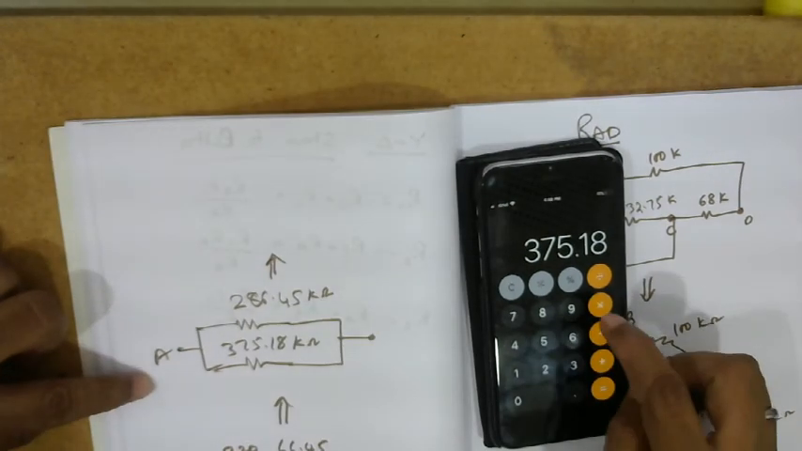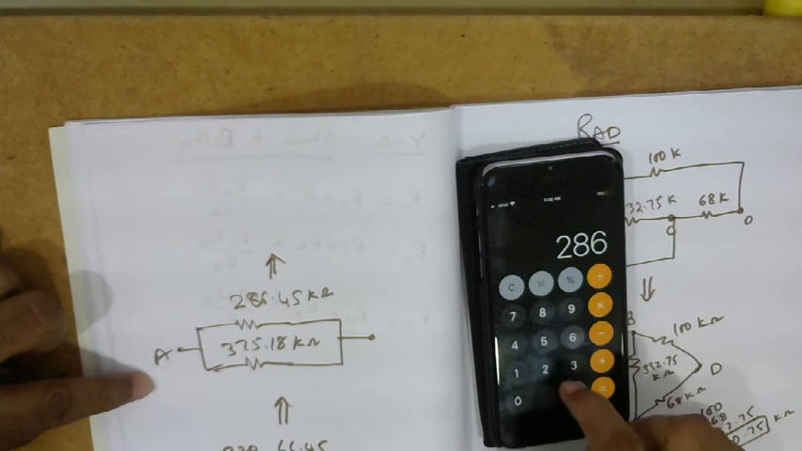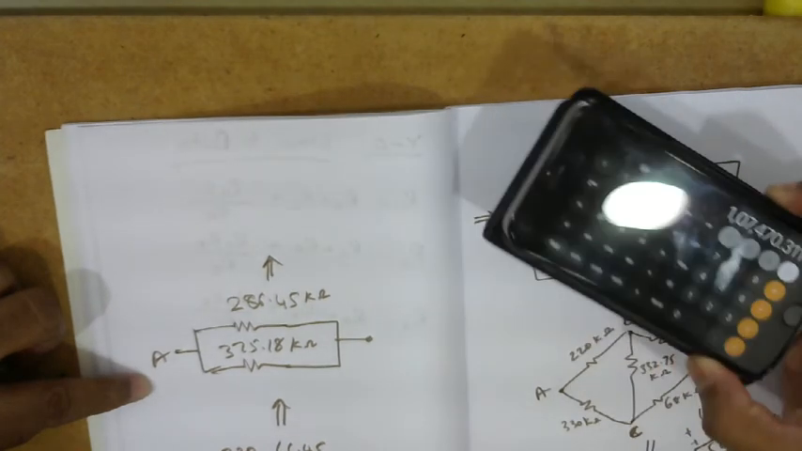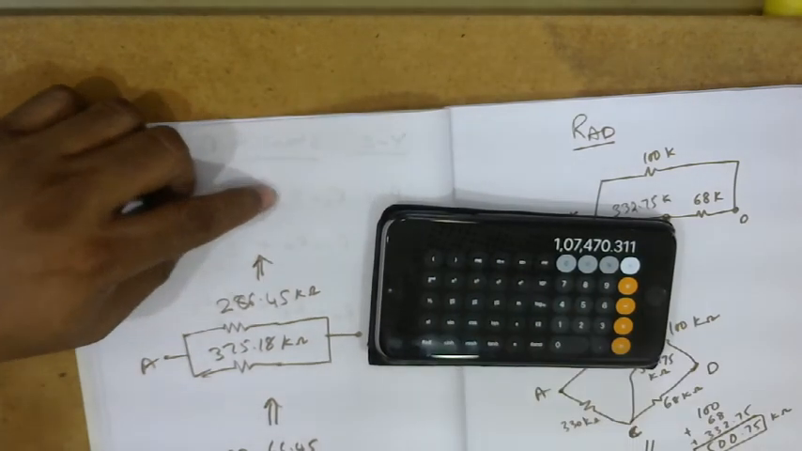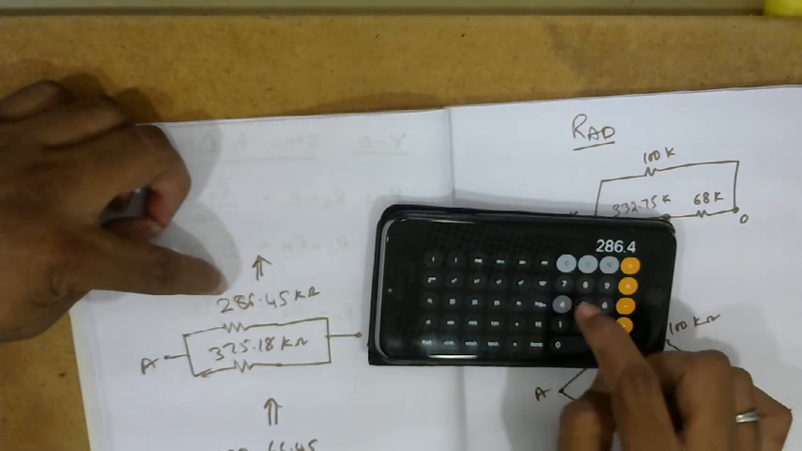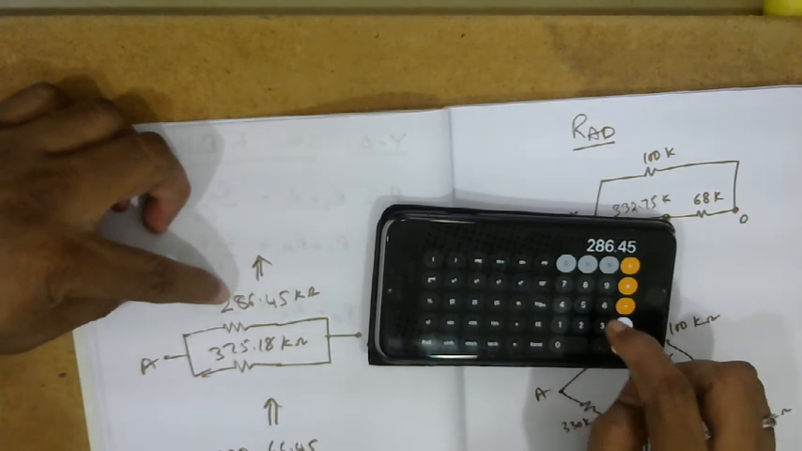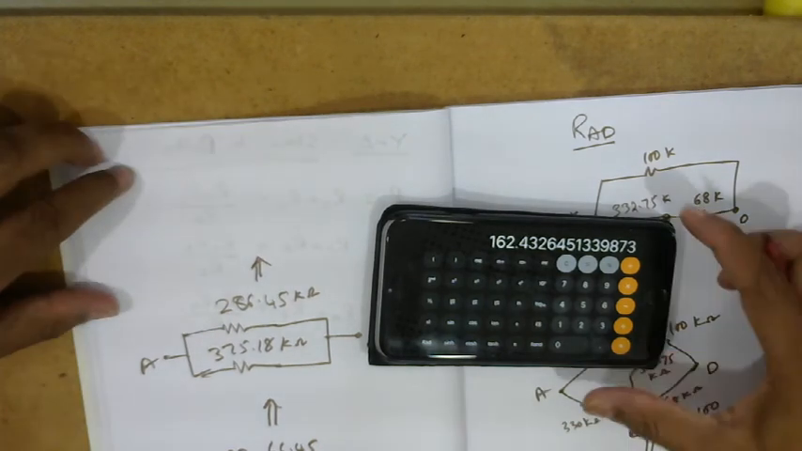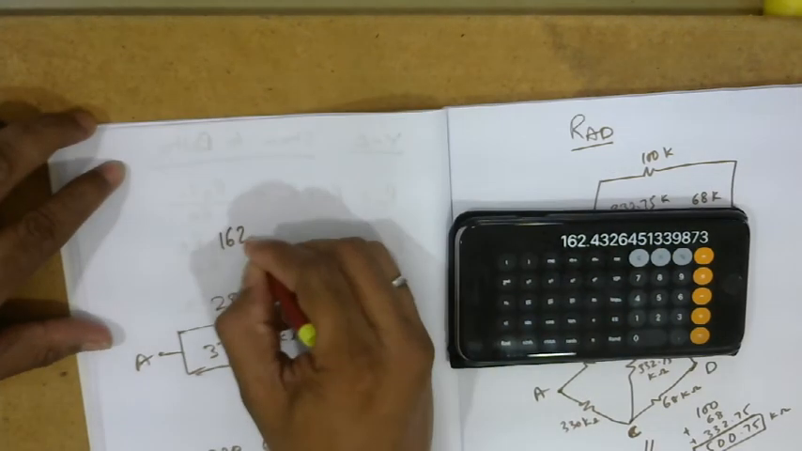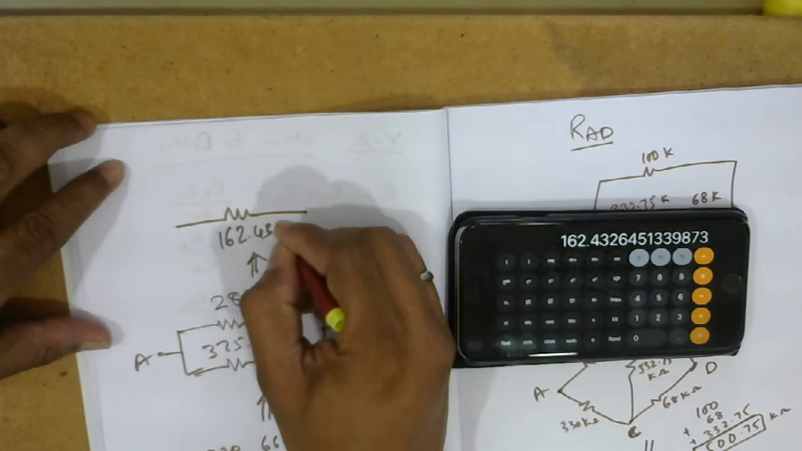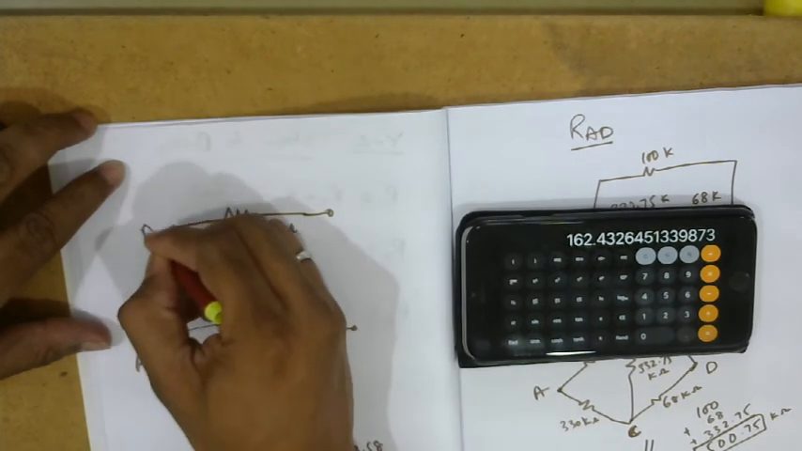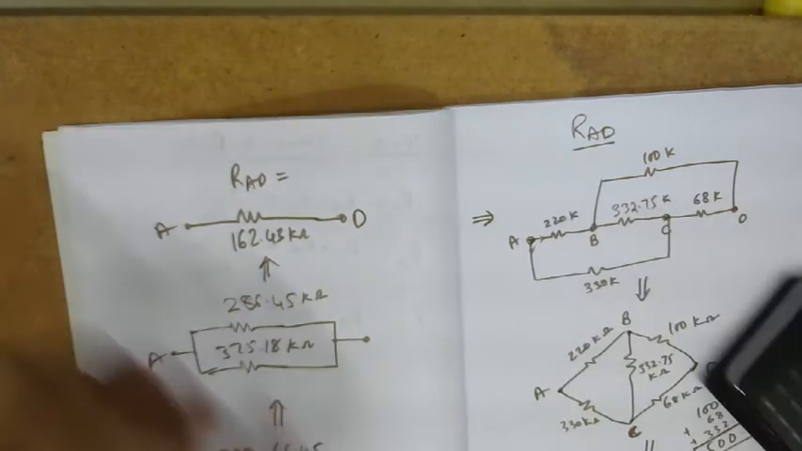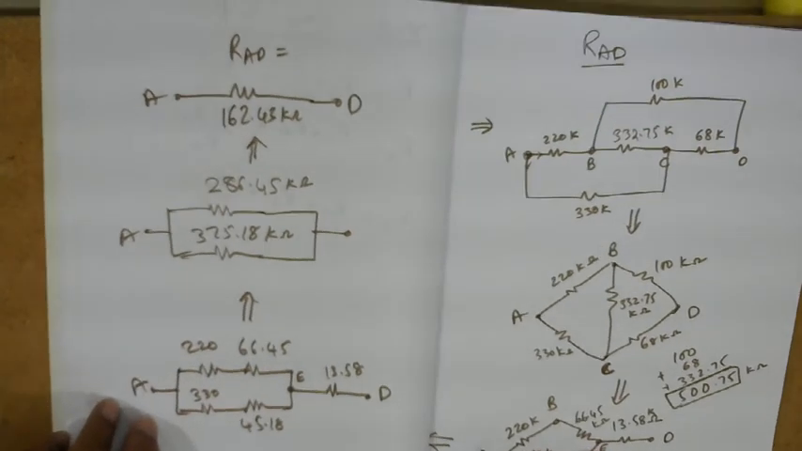So 375.18 multiplied by 286.45, we get some big number. So divided by, now I need the brackets. So 286.45 plus 375.18. So I'm getting 162.43 as the answer. Kilo ohms. This is my final RAD. So this is finally, after doing all these 2 pages of calculations, we come up to this value.